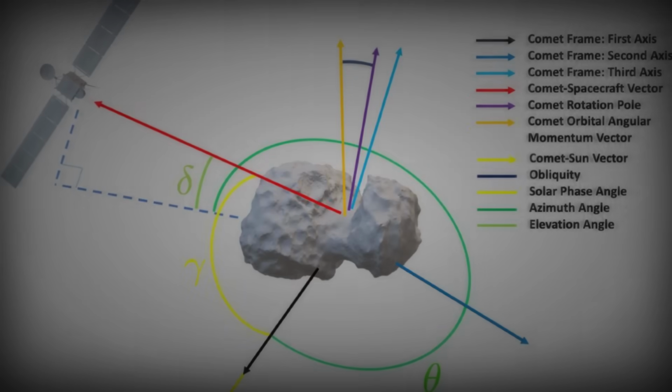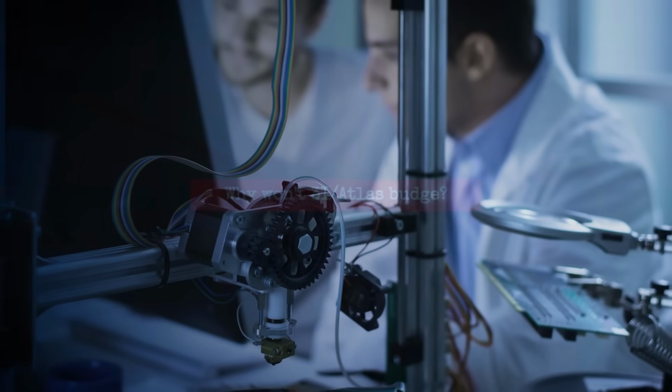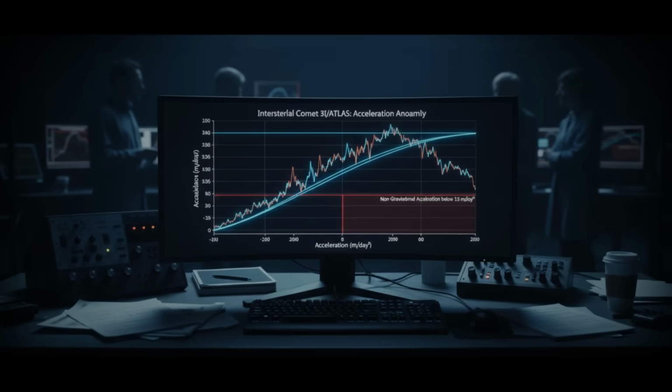If 3I/Atlas really is getting bigger, why is it so immune to the forces that shove ordinary comets off course? And if the mainstream explanation doesn't fit, what on Earth, or beyond it, could we actually be seeing?